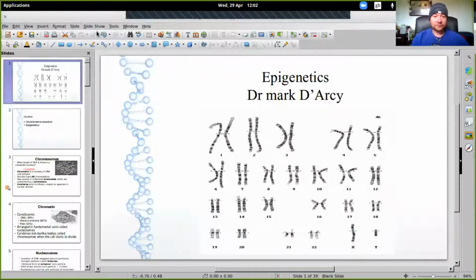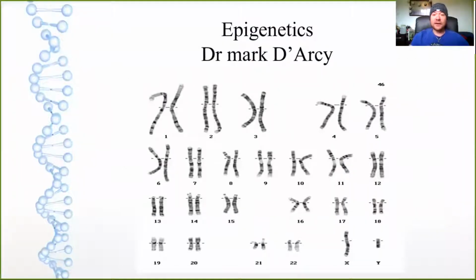Okay, so here we go. What we're looking at here is known as a karyotype. A karyotype is a picture of all of an individual's chromosomes at one time. We have 46 chromosomes, 23 pairs. You can see we have two chromosome 1s, two 2s, 3, 4, 5, and so on. And then we have two sex chromosomes.